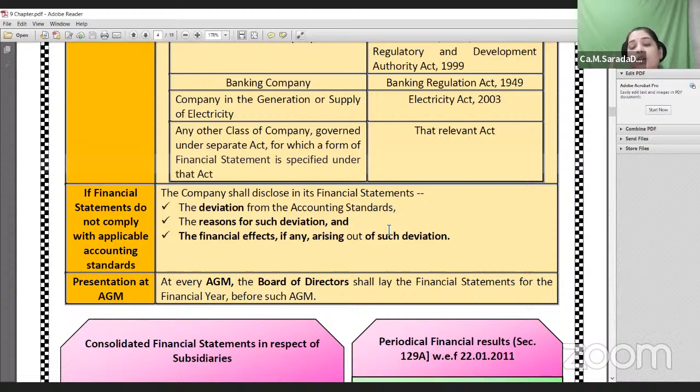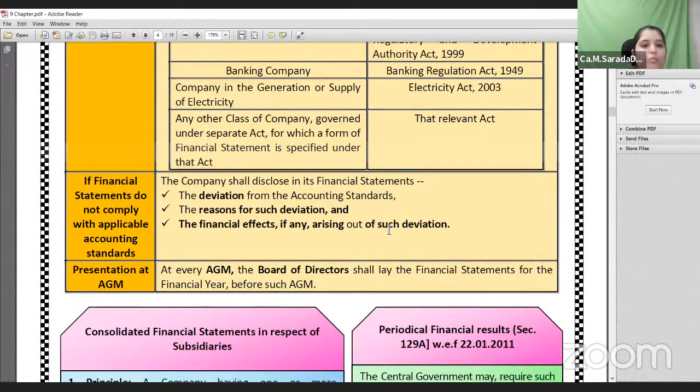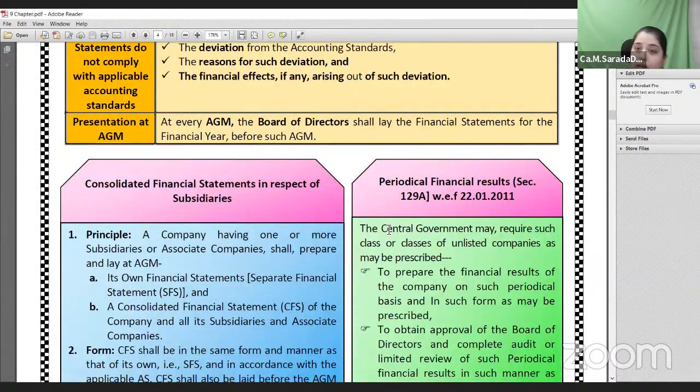And one more thing: after preparation by the board of directors, the financial statements don't go directly to the shareholders. Only after they get audited by the auditors. Only audited financial statements are verified by the shareholders. Okay, so this is a very, very important point. Once they are prepared, they need to be signed by the proper authority, and after signing, they should be properly audited or verified by the statutory auditors of the company. Okay. Next important point.